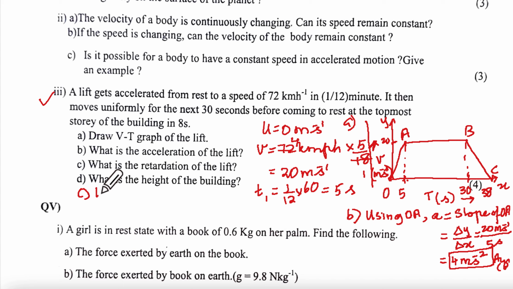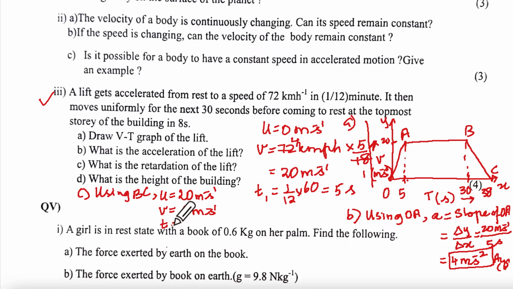Now for C, how will we write for C? What is the retardation? Which part will you use for retardation? Using BC, right? This is retardation. Now using BC, there is another way, either you could say slope or you could say initial velocity for BC is 20 meter per second, correct? And final velocity is how much? 0 meter per second, yes.